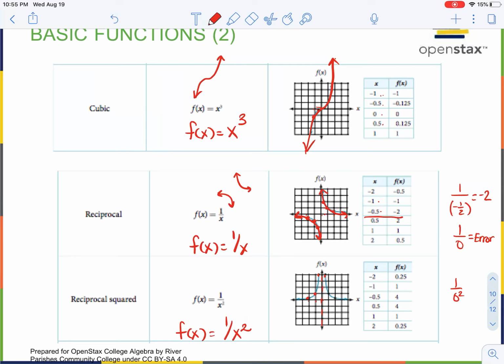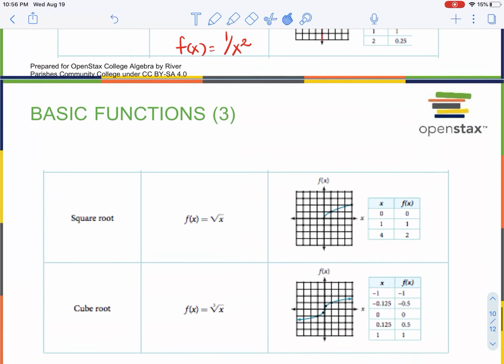And so then the same thing happens on the other side. It's kind of like a mirror image, because when you square a negative, it's the same as squaring a positive. So the positive numbers are going to give you the same values. It's very similar to the reciprocal, except everything is on the positive side. So this graph looks like that. All right.